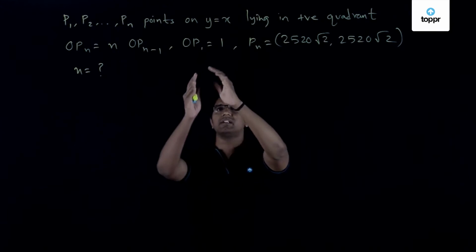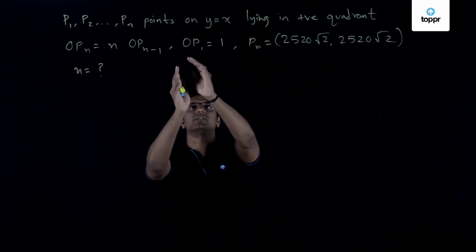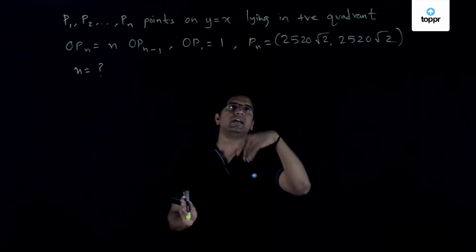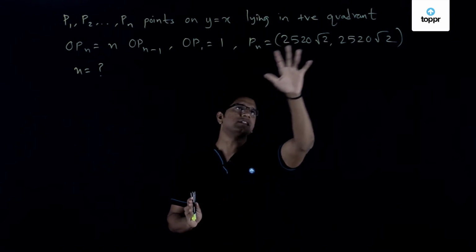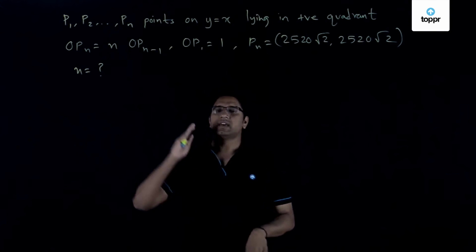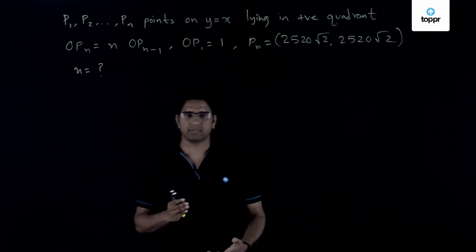The distance of P1 from O, that is OP1, is given to be 1, and the nth point's coordinates are given to us. We are asked to find out what is the value of n.